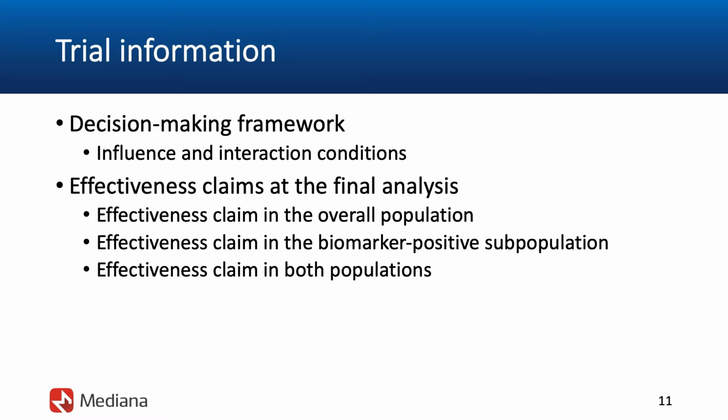In the context of this particular case study, the influence and interaction conditions will be applied to help the trial sponsor pursue the following effectiveness claims at the final analysis. As we can see on the slide, the sponsor may select the hypothesis that will help make the following claims. The claim of a beneficial effect in the overall population of patients, which is sometimes known as a broad claim, a restricted claim of effectiveness within only the subset of patients with a biomarker-positive status, and the last bullet point describes an effectiveness claim in both populations simultaneously.